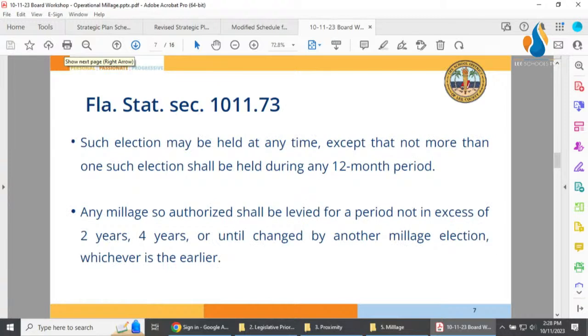Florida Statute 1011.73 states that you can have the election no more than one 12-month period. We will discuss the particular timing of that election. In addition, in multiple areas the statute makes it clear that you can only have it for 2 years or 4 years, unless it is changed again by another election.